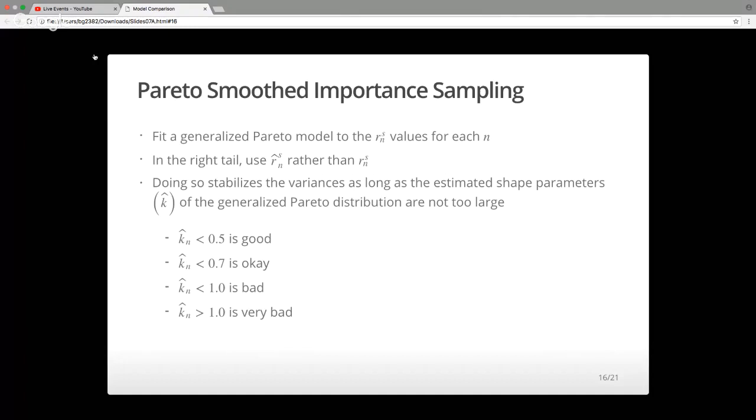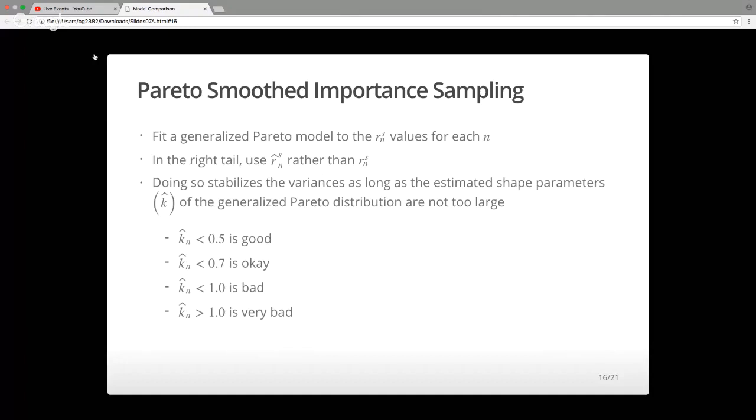And we actually know what too large is. So anything below 0.5, theoretically, that's perfect. If it's between 0.5 and 0.7, you're probably going to be okay. You get one of these for each observation. If it's between 0.7 and 1, that's definitely not good. And if it's greater than 1, then basically you should not use this particular approach.